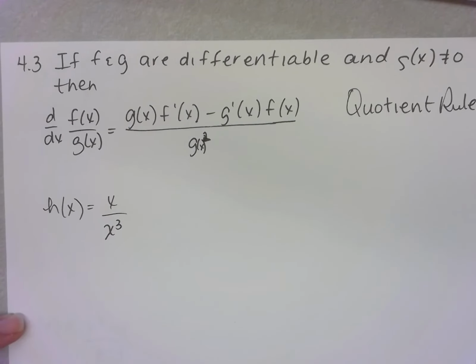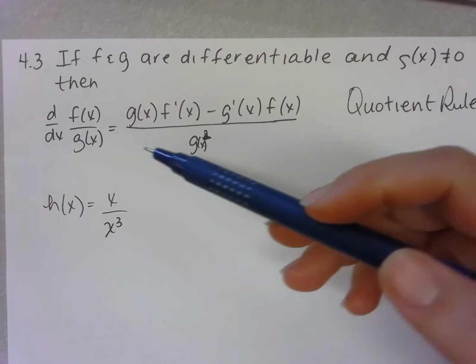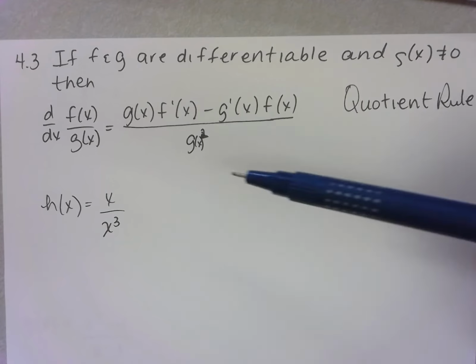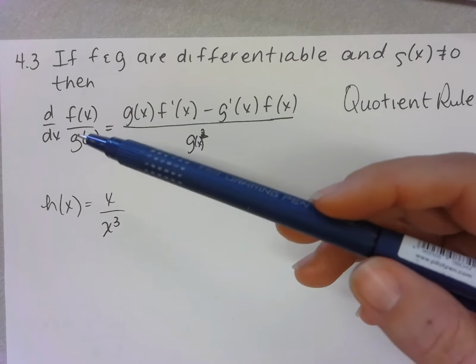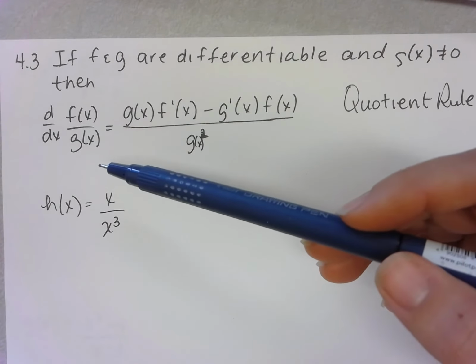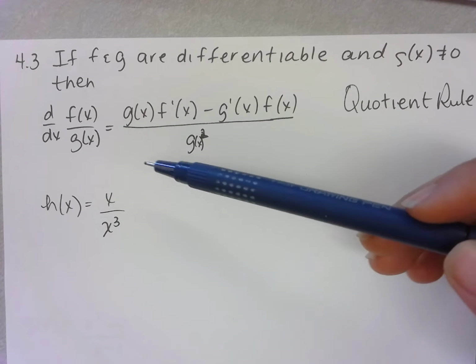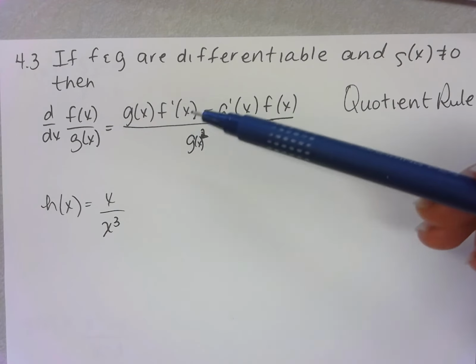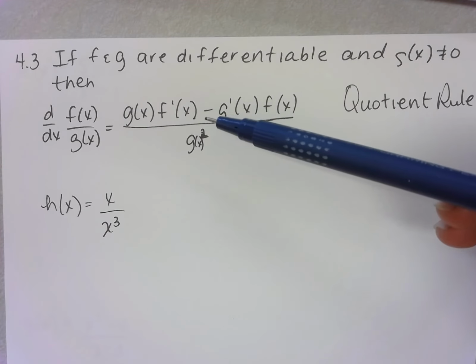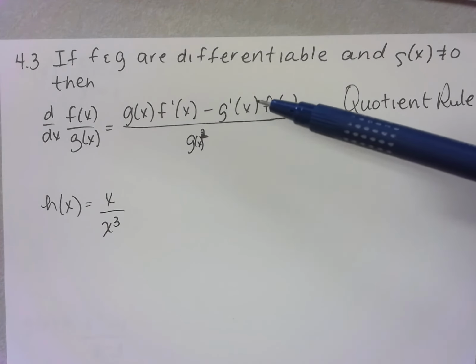So today, for differentiation, we have the power rule, we have the product rule, and now today we add to it the quotient rule. The quotient rule basically says that if f and g are differentiable, and assuming that g of x isn't 0, then the derivative of f divided by g looks like this: the bottom times the derivative of the top function, minus the derivative of the bottom times the top.